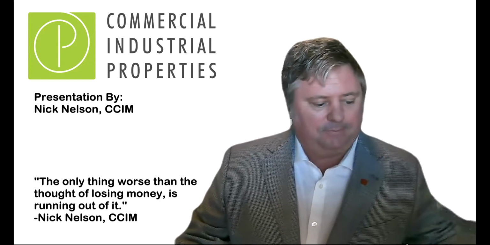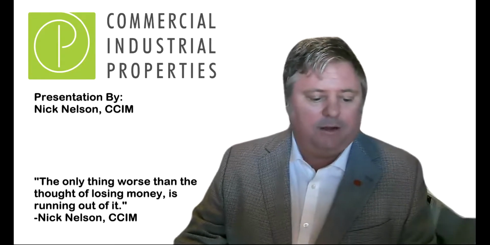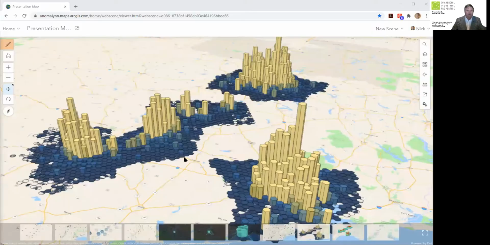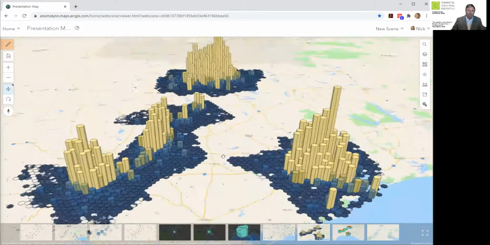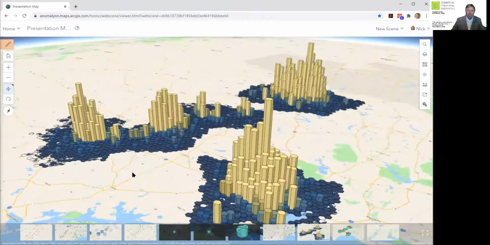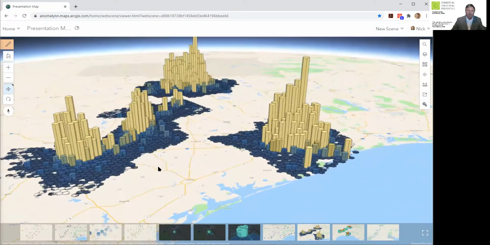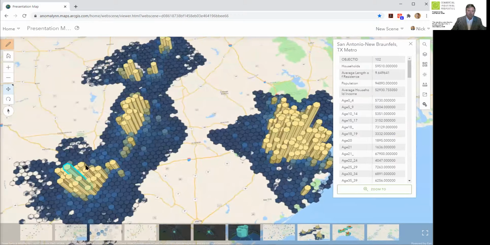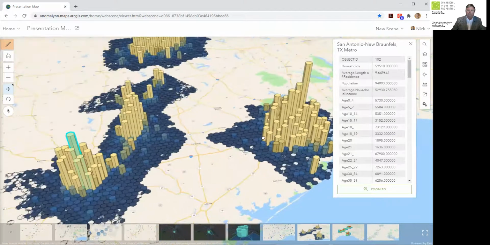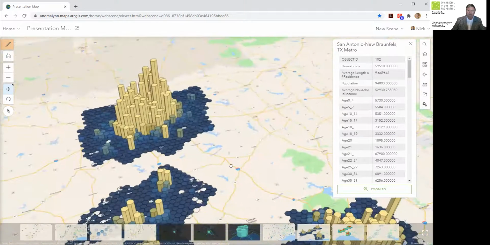All right, so let's dive into this market analysis. In concept, your market environment should highlight the features, the areas that you want to be close to. So this is population. So as you can see, if you wanted to be in an area that is more densely populated, this is San Antonio, you would probably look at this area, which I can tell you is close to downtown. Here's Houston, here's Dallas.